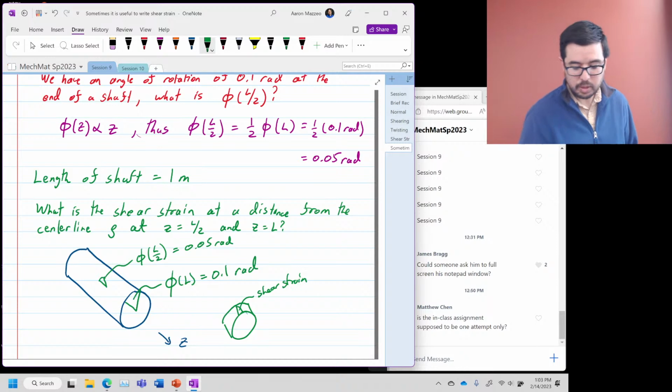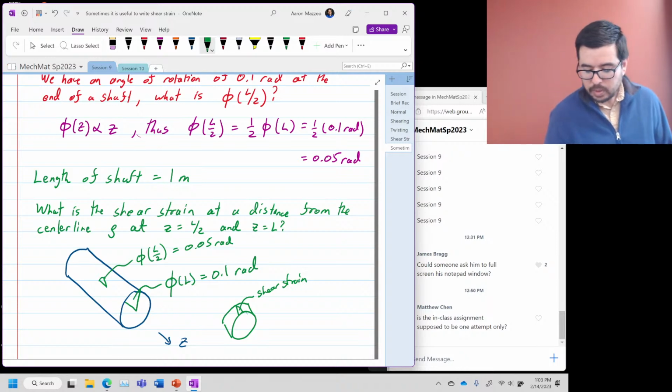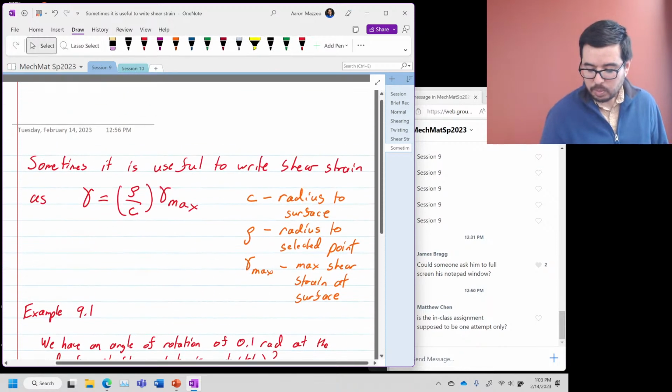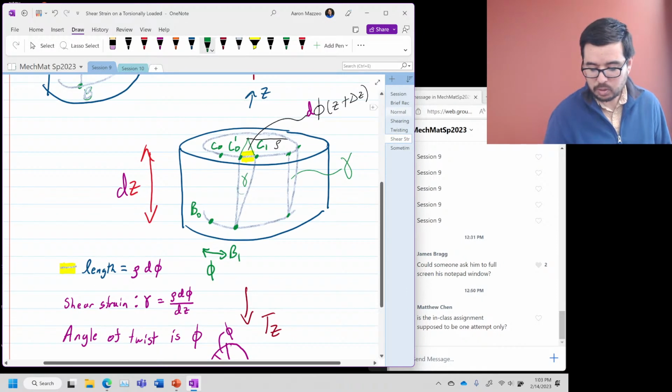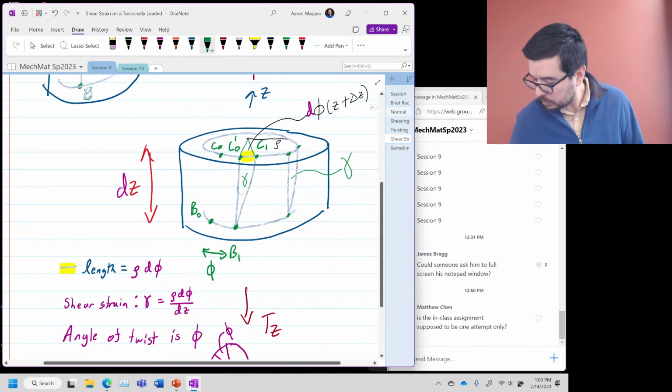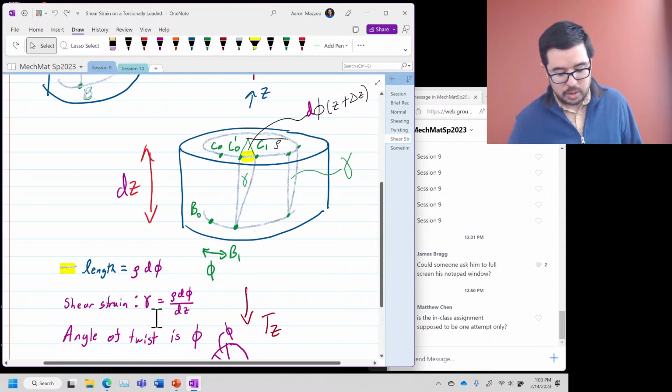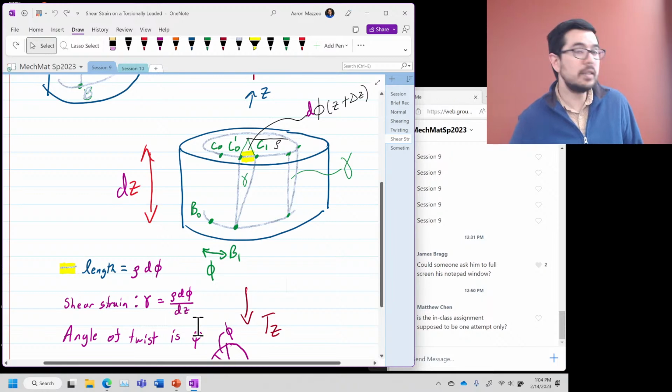At a particular location. Now, we can go back and look at the pictures that we drew if we want, and we say, okay, this is the relationship for the shear strain, right? This is the shear strain in there. Or we can go back and just look at the equation. We have gamma is equal to rho d phi dz.